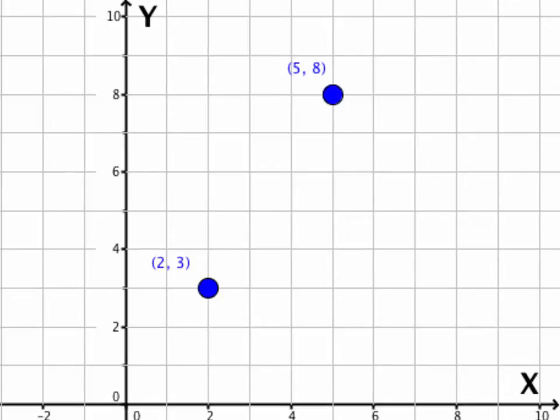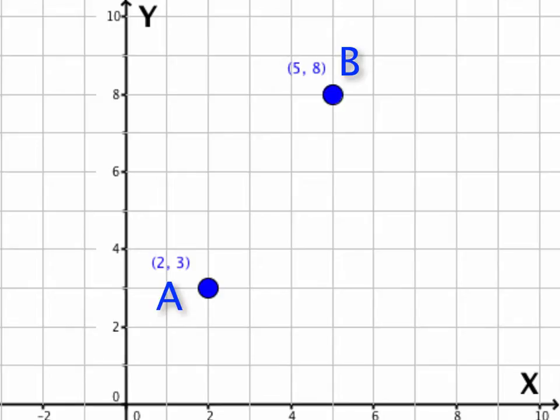First things first, let's go ahead and draw these on a set of axes so we can actually see them. And in general, it's a good idea to label the points that you draw with their values. Having the coordinates right there will be helpful later when we're doing some calculations. In this case, let's also call (2, 3) point A and (5, 8) point B.